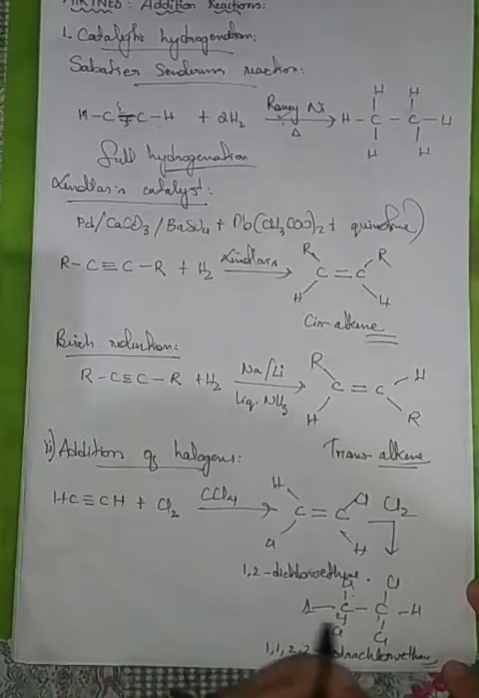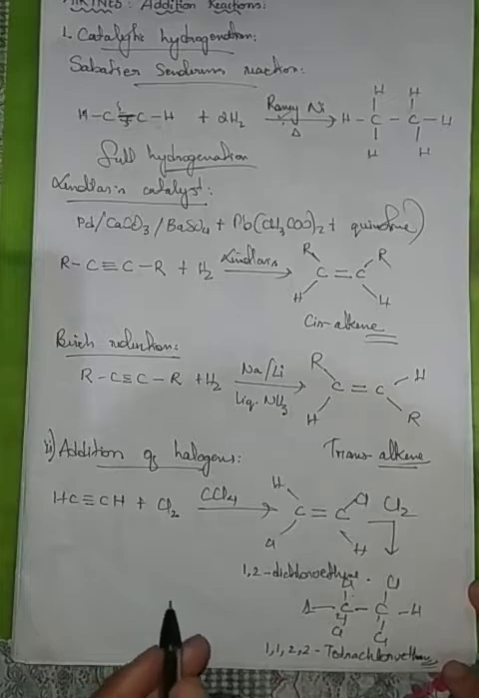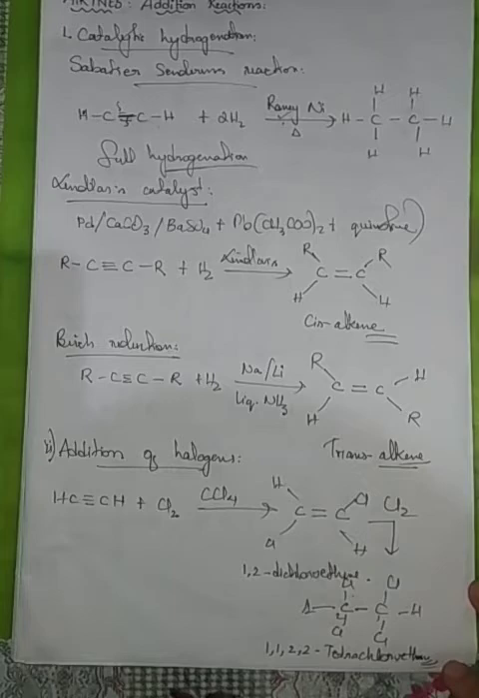And in the case of a single bond, we'll be getting an ethane molecule. This type of reaction is known as the addition of halogens. Here chlorine was added. What happens when bromination takes place in ethyne?